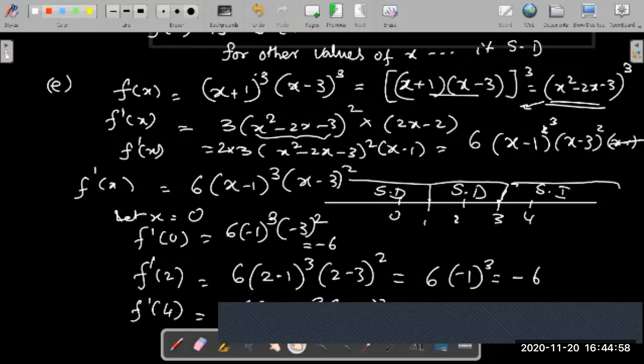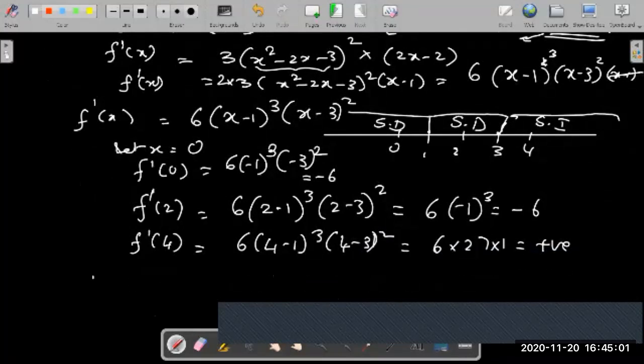So, finally, you have to sum it up and state the answer. f of x is strictly increasing for this positive region. That means anything greater than 3. So, for x greater than 3. It is strictly decreasing for x less than 3. That's the answer for that.